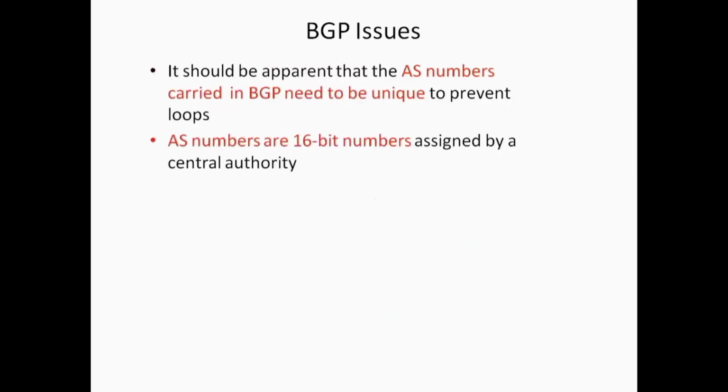Furthermore, here I have highlighted the BGP issues. What are the issues? It should be apparent that AS numbers carried in BGP need to be unique to prevent loops. Also, AS numbers are 16-bit numbers assigned by a central authority. Okay?